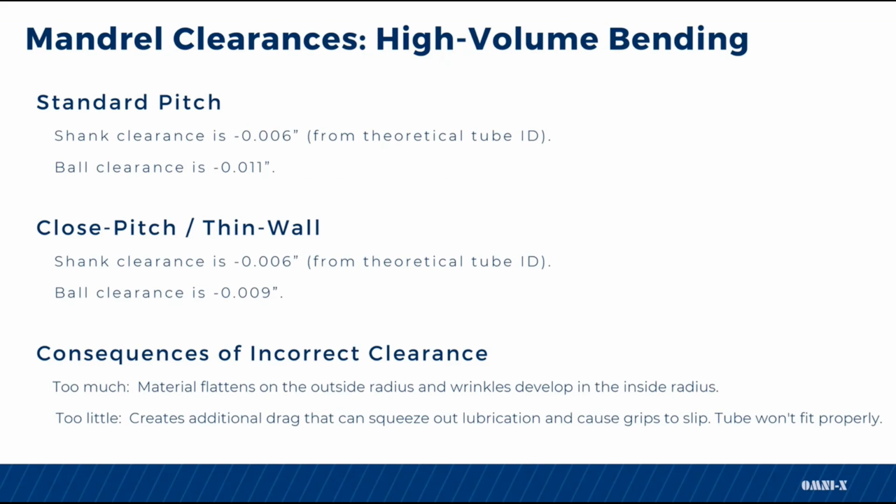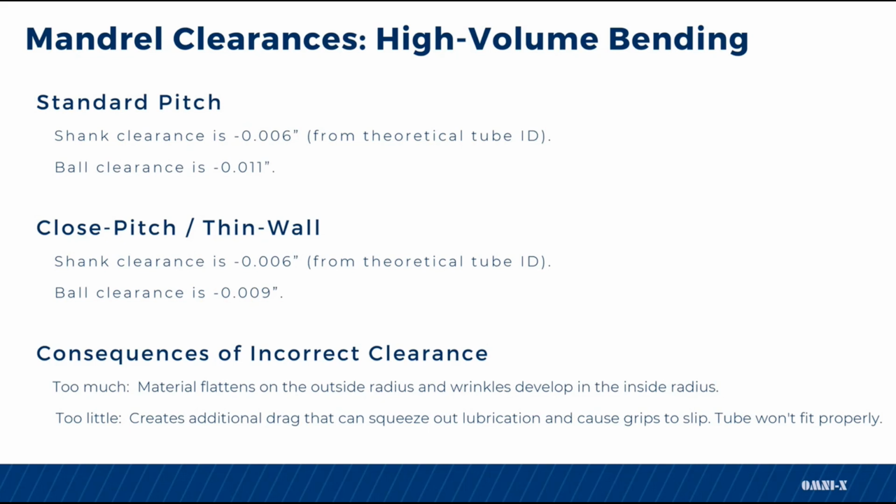As mentioned earlier, mandrel clearance refers to the clearance between the ID of the tube and the mandrel components. For high volume bending applications, mandrel clearances are held within a specified range to maximize uptime and achieve a consistent, repeatable level of quality. For standard pitch mandrels, the finished shank diameters are held to 6/1000ths of an inch from the tube ID, while the ball diameters are held to 11/1000ths of an inch from the ID of the tube. For close pitch or thin wall mandrels, the finished shank diameters are held to the same 6/1000ths of an inch from the tube ID, while the ball diameters are held to 9/1000ths of an inch from the ID of the tube.